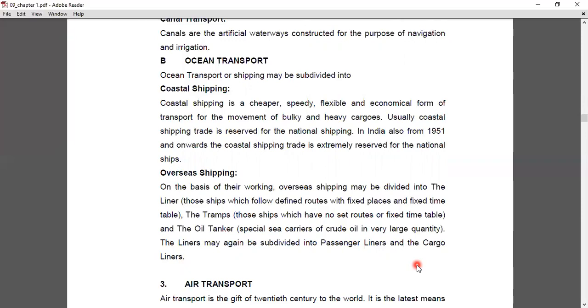So we know that a cruise which is used for passengers traveling from one country to another falls into the liner category. And the cargo liners only carry cargoes, or bulky cargoes, from one country to another. Okay.